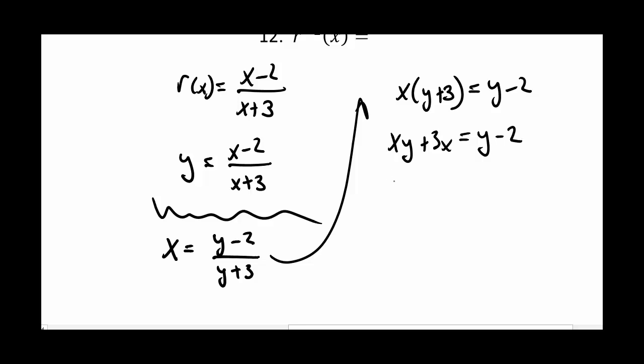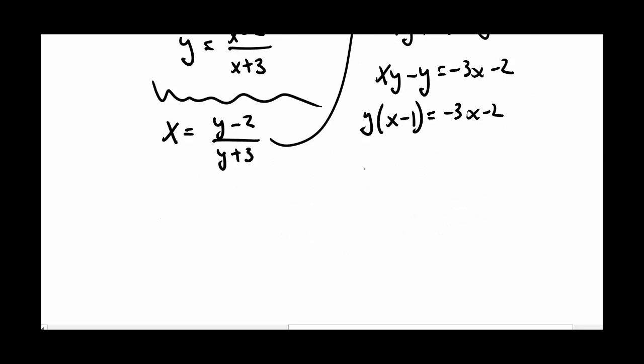Then I'm going to bring the y terms together. So xy minus y equals negative 3x minus 2. I'm going to factor out the y's. And then I'm just going to divide. Okay, and then that is actually the inverse of our original function.